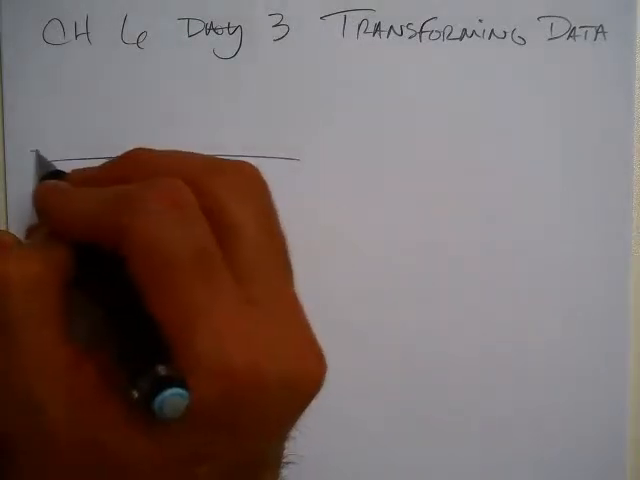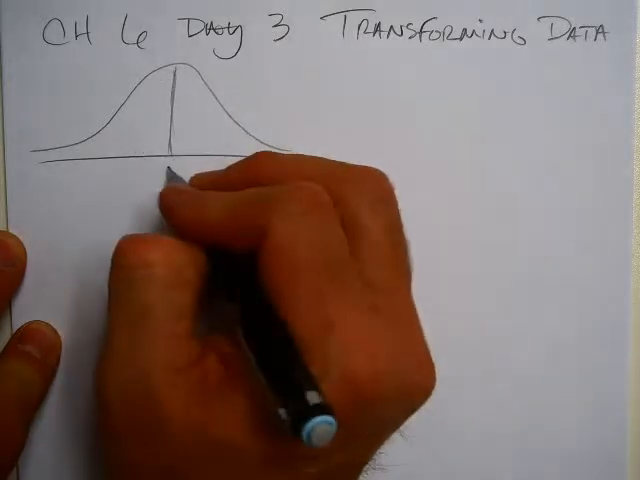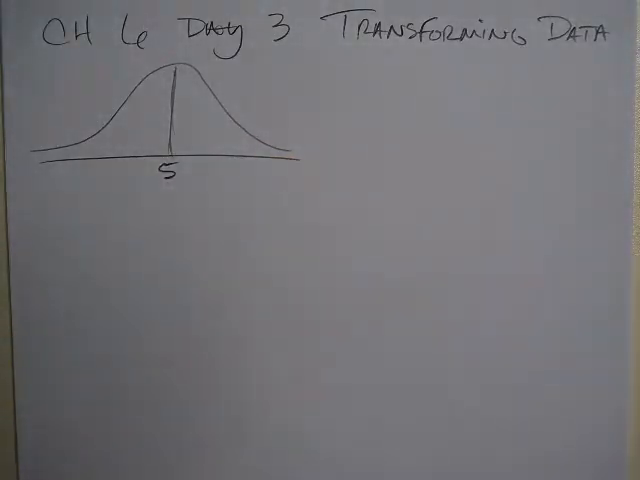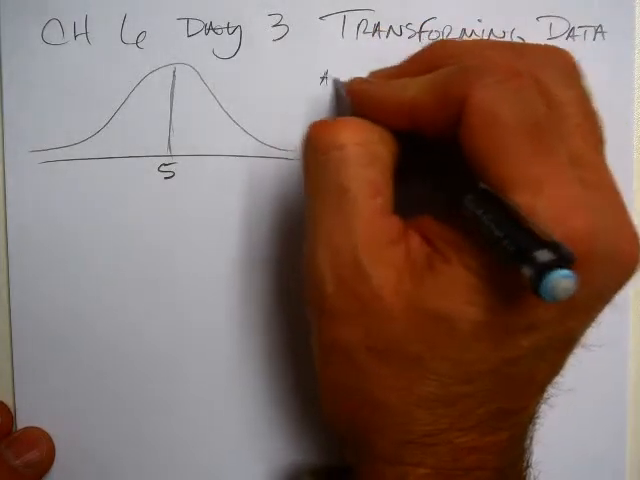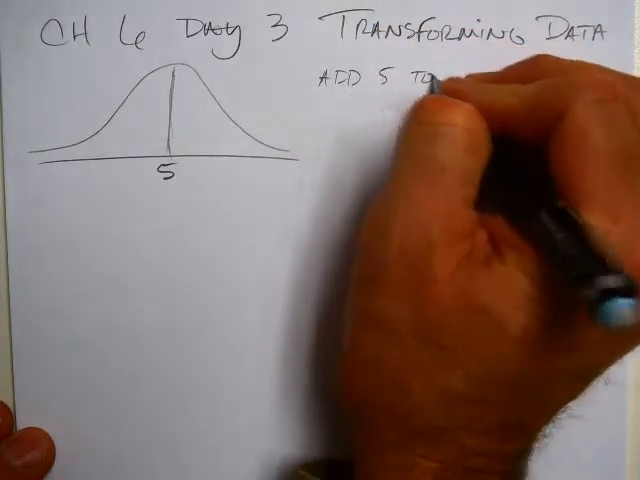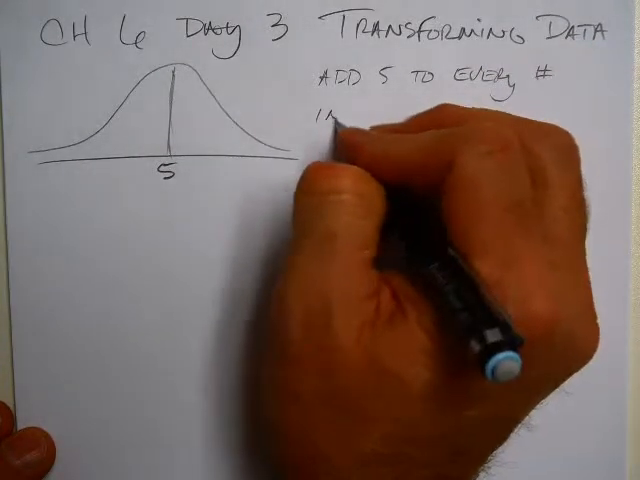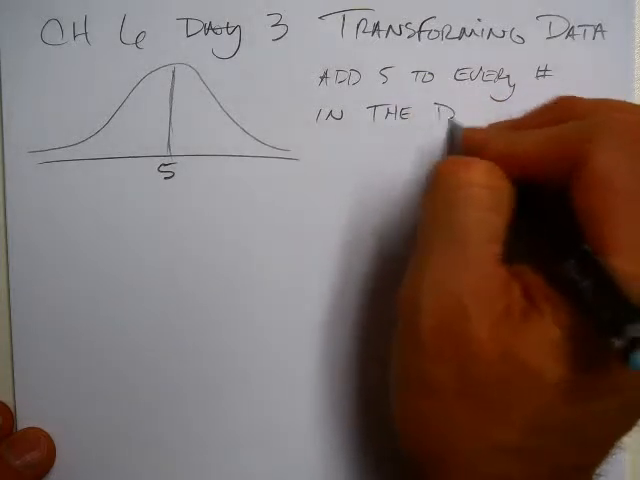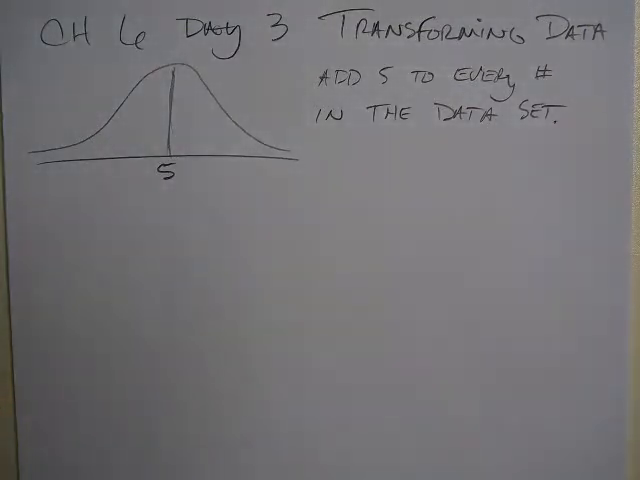We have talked about transforming data, but it's been quite a while ago. So let's say I have a normal curve and the mean is 5. And I take this data set and I add 5 to every number in the data set. What changes and what doesn't change is what we want to look at today when we're transforming data.